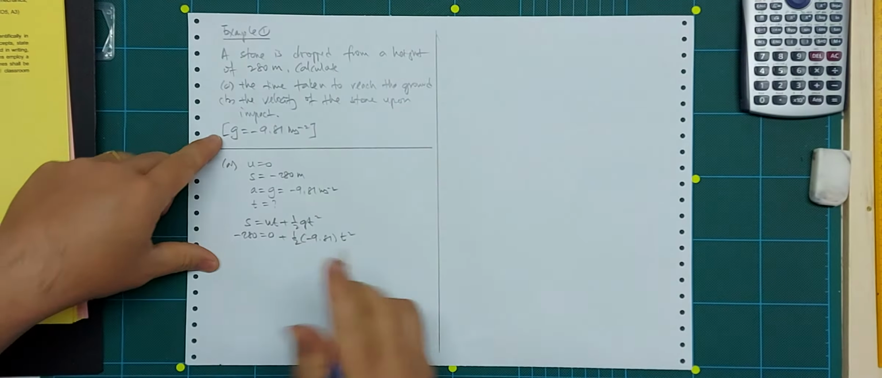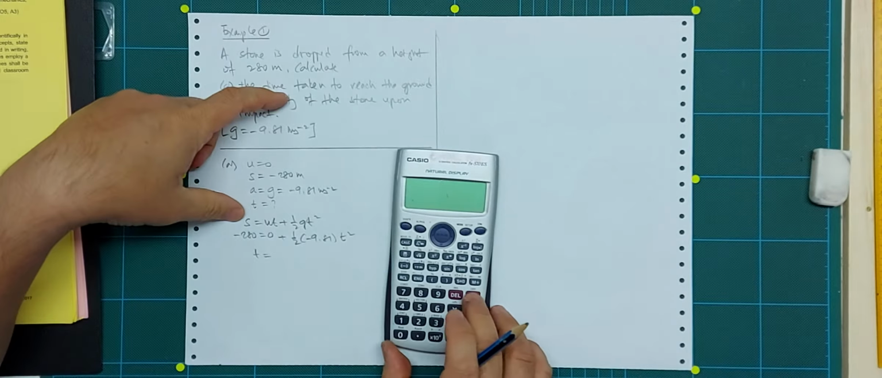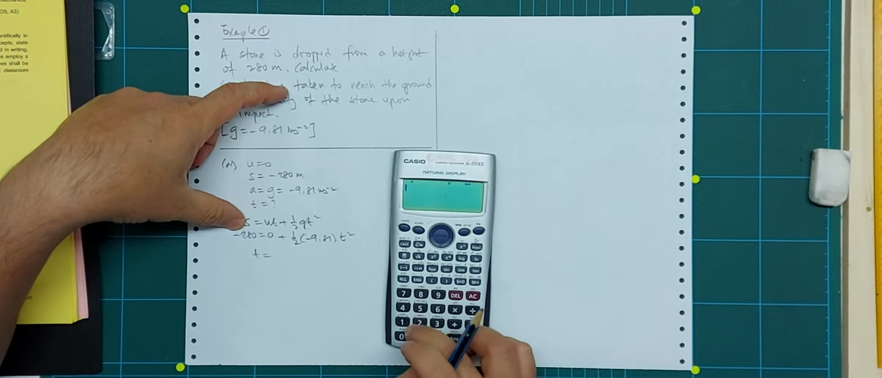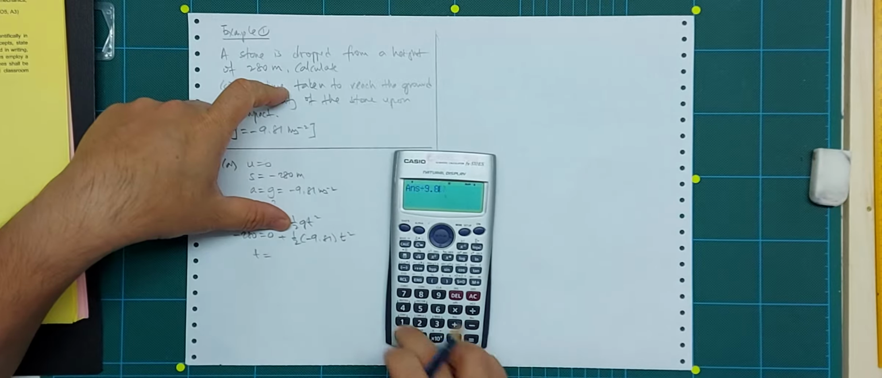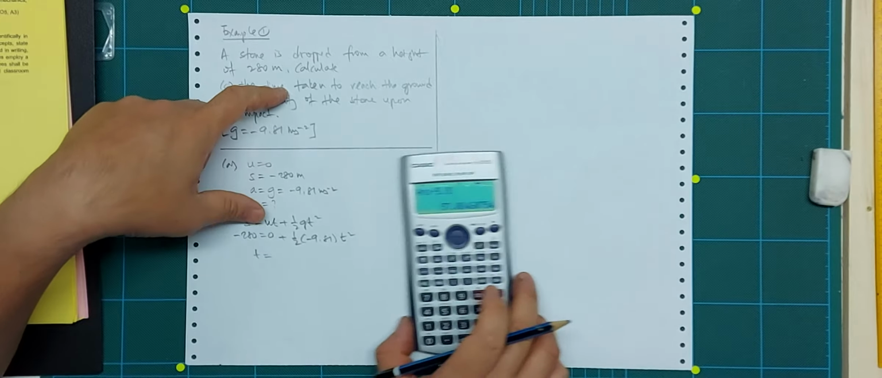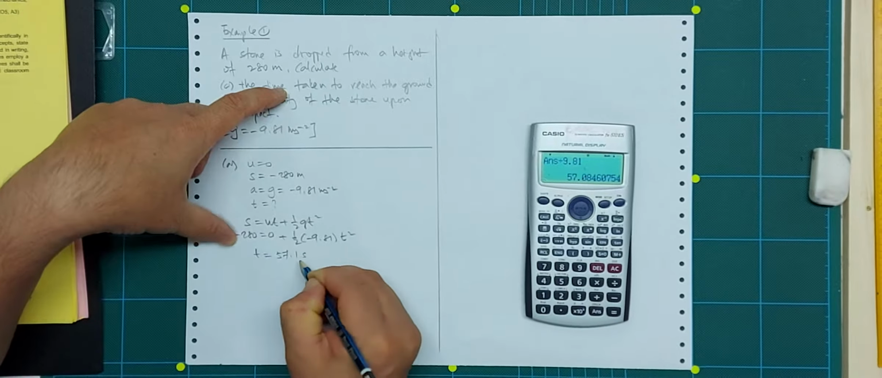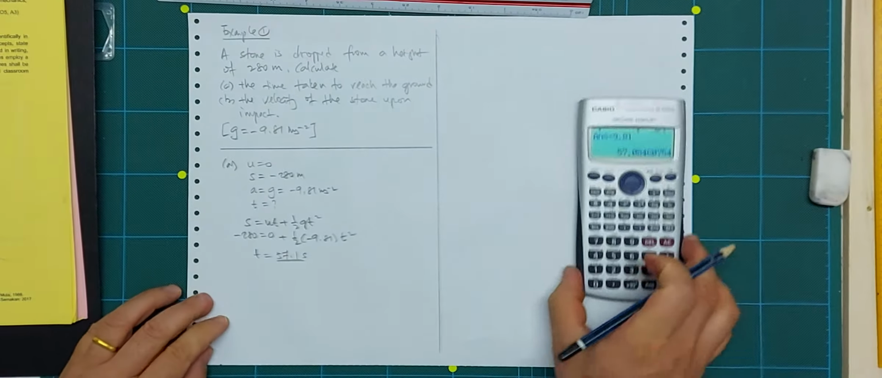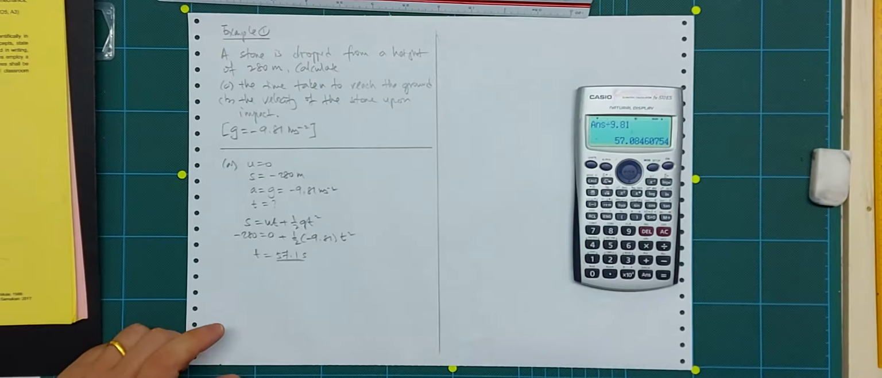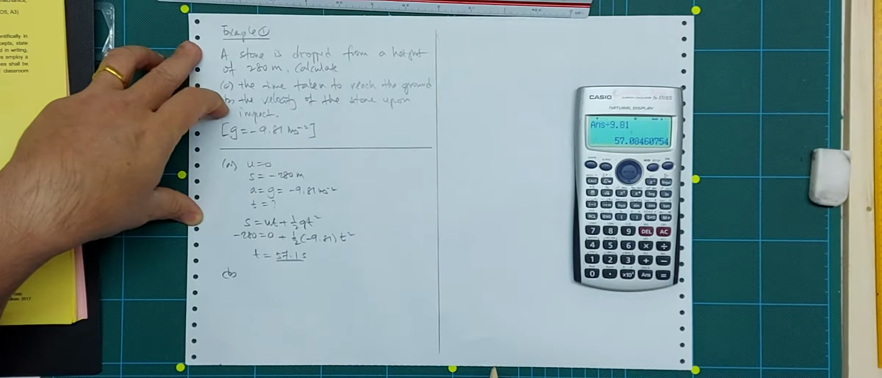Okay, so we use a calculator to find out the value here. So we have 250 multiplied by 2 divided by 9.81. So our answer will be 57.1 seconds. Alright, so that is how long? Roughly about 1 minute.